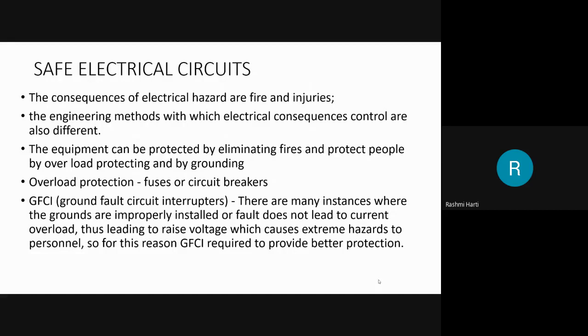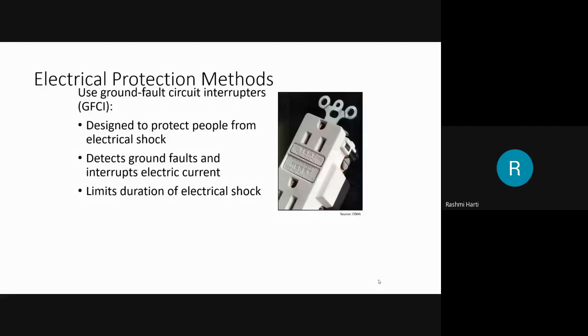So for this reason, GFCI is required to provide better protection against ground faults. The grounding part of it, GFCI is to be located. Now, what is this GFCI? If you could see here in this particular picture, this is nothing but the use of ground fault circuit interrupters. Here it is designed basically to protect people from electrical shocks.